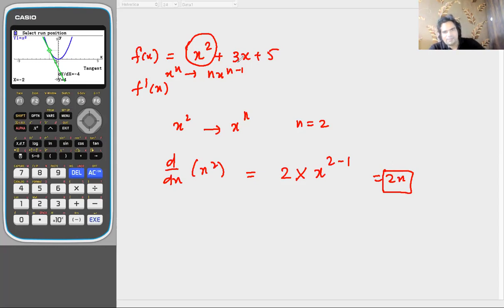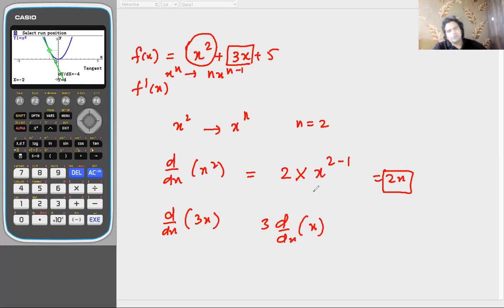Now coming to the second part, how do I do the derivative of 3x? When you see a constant multiplied with a variable, don't touch that constant, just leave it aside. So for the derivative of 3x, I can take 3 outside and do the derivative of x. Here the power is 1, so it'll be 3 times 1 times x to the power 1 minus 1, which is 3 times x to the power 0. That's why the derivative of 3x is nothing but 3.